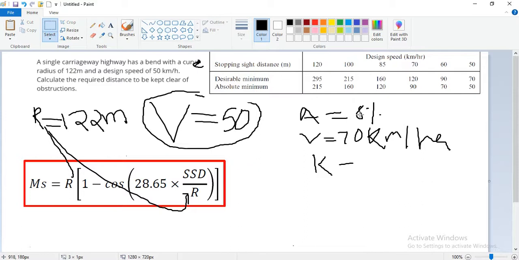Okay, so the speed is 50. We can see his speed is 50. This is here. So the desirable value of stopping sight distance will be 70. So now we will put SSD as 70. Therefore, we will put SSD as 70.